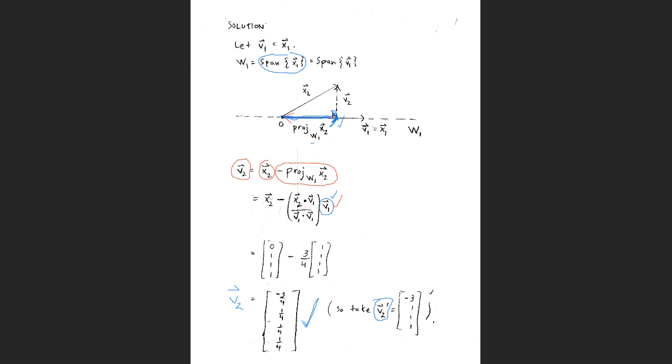So I'm constructing my orthogonal basis. So far I'm keeping x1. And for the next vector, I could pick V2, but why not pick V2 prime? Because V2 prime will still be orthogonal to x1.